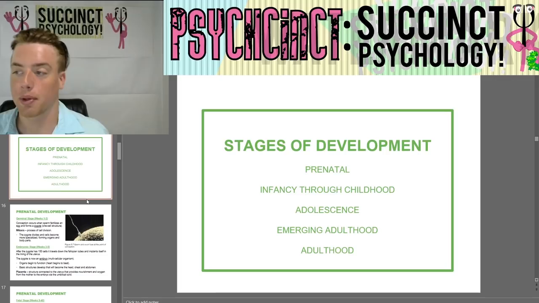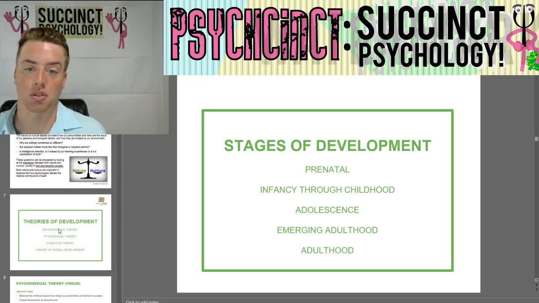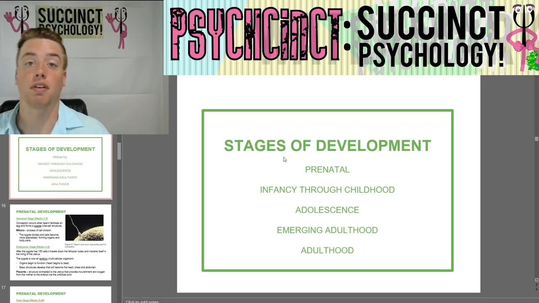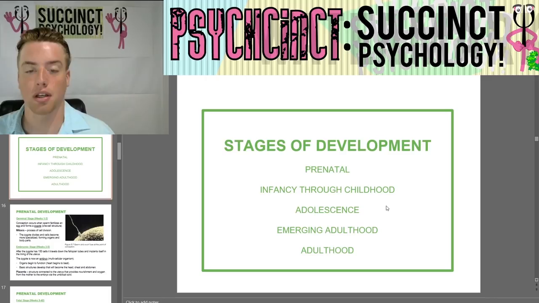And today we're going to continue going through Chapter 9, Development. Last time we spoke about some different theories, like the cognitive theory, psychosocial, psychosexual, whether or not development is continuous or discontinuous. So we're going to continue where we left off. We left off on stages of development. So you have prenatal stage, infancy to childhood, adolescence, emerging adulthood, and adulthood.